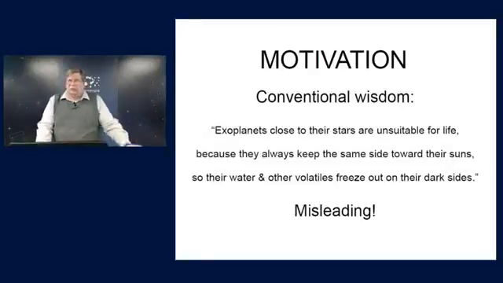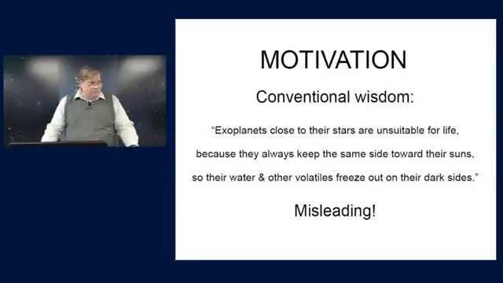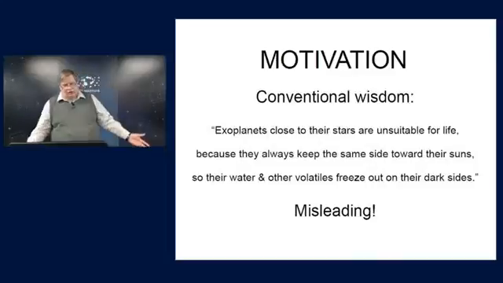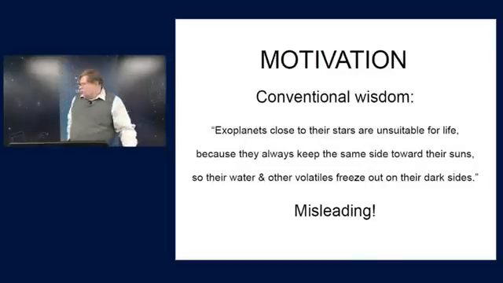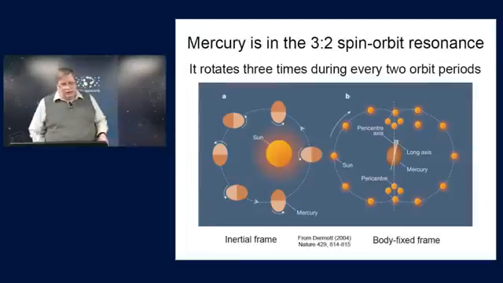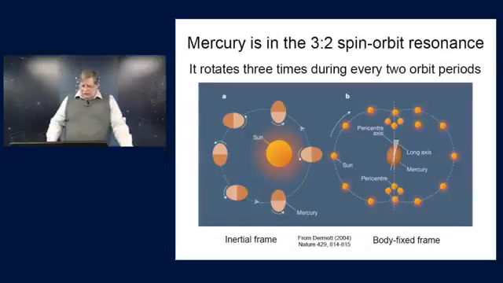Well, this is driven by an analogy with the Earth's moon that always keeps the same face towards us, of course. But in the case of extrasolar planets, it's misleading. And we have a nice counterexample in our own solar system. Mercury, which is the planet closest to our sun, is in what we call a 3-to-2 spin orbit resonance, which means, like it says here, it rotates 3 times during every 2 orbits.